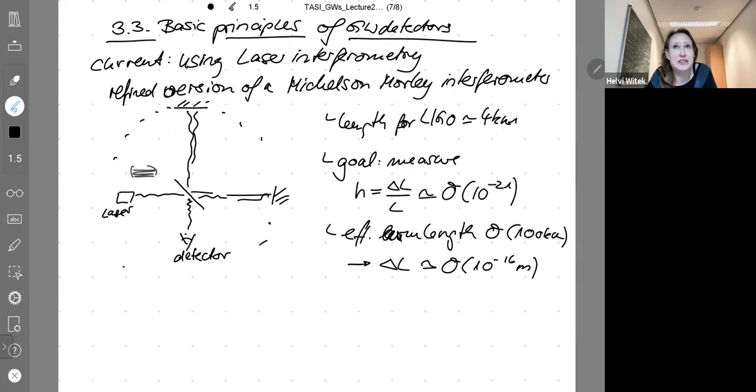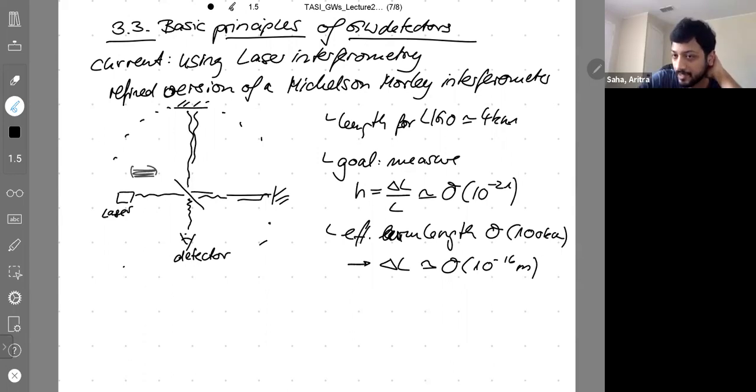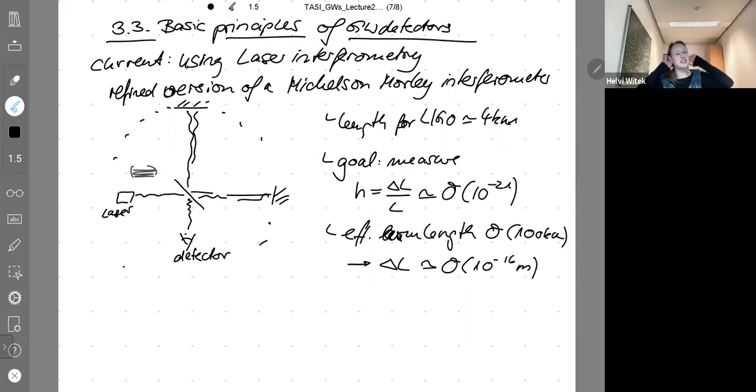That's what we will actually see tomorrow. If you have a source that has a changing quadrupole moment, then that will produce a strain. What we will see tomorrow is how to relate the strain to the quadrupole moment of our source. I will go over one example with you, which is for a binary system.